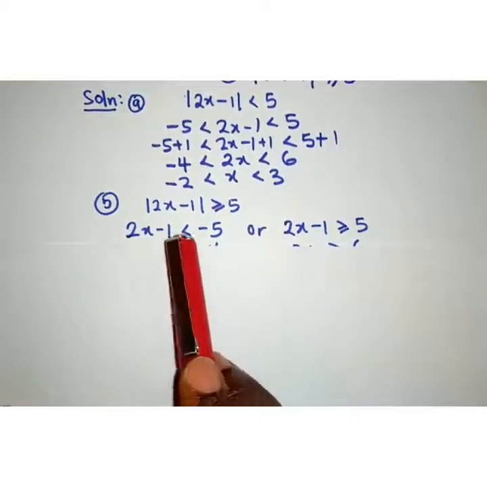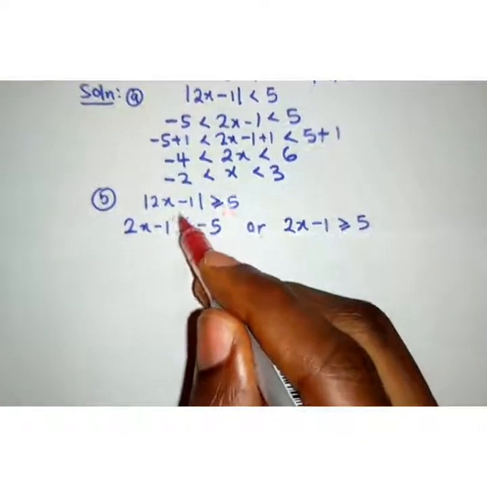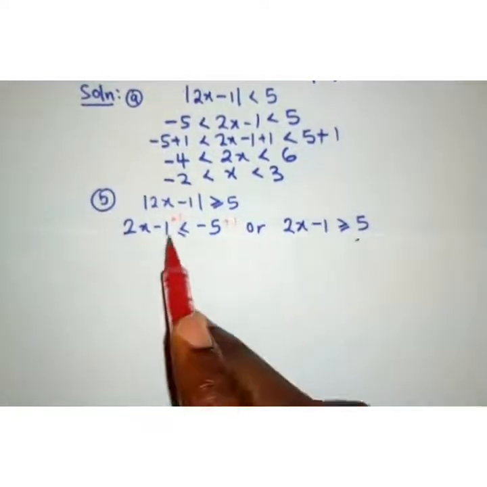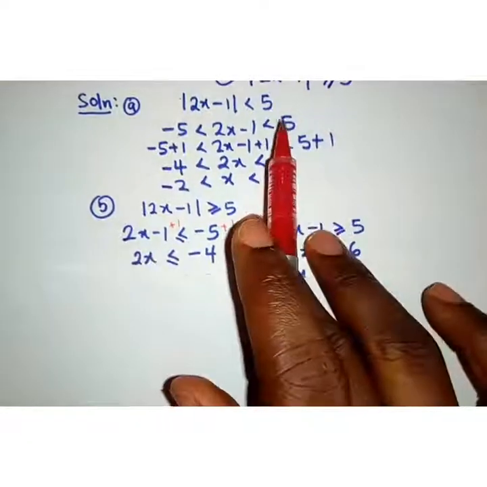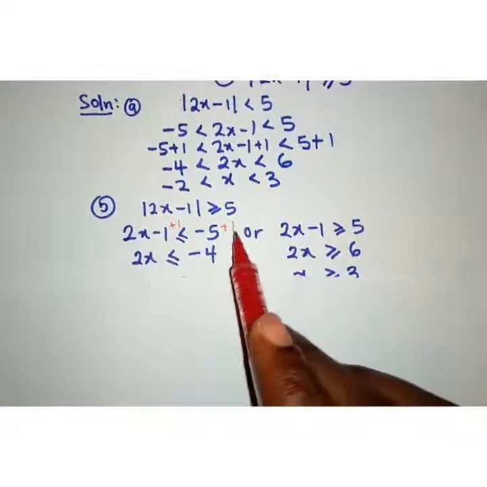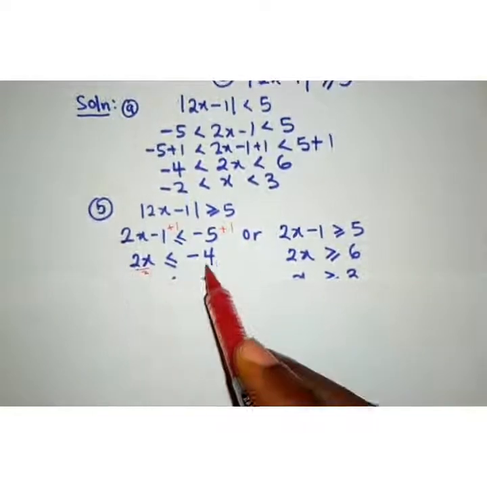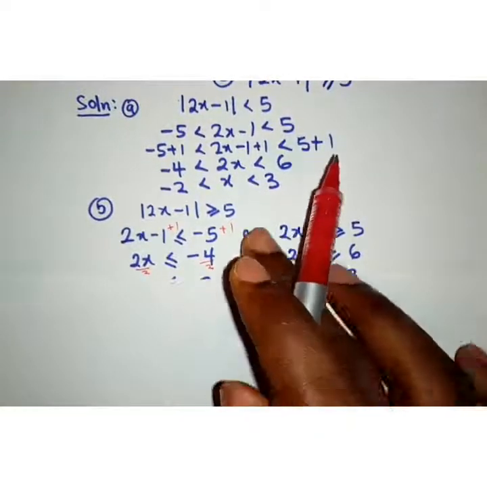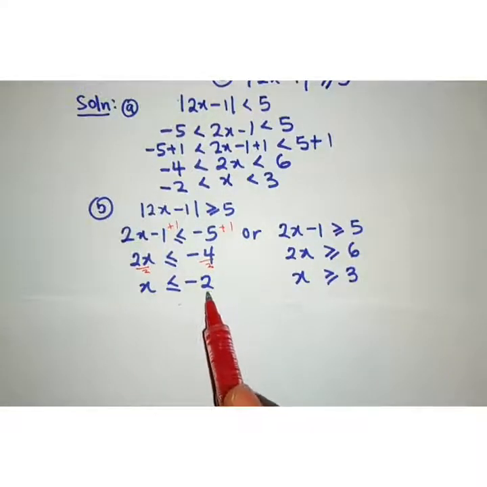To do this, we add 1 to both sides. So we have plus 1 here and plus 1 here. So we have minus 1 plus 1, that's 0. So we have 2x here. Minus 5 plus 1 gives us minus 4. And so we divide both sides by 2. We have divided by 2 here, divided by 2. And so we have x less than or equal to minus 2.